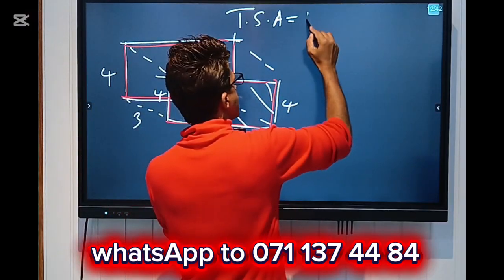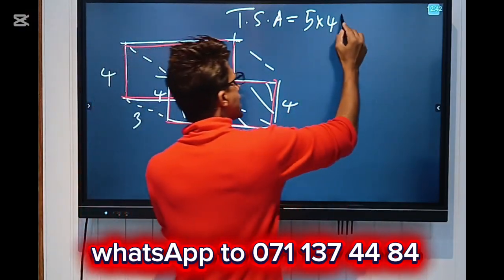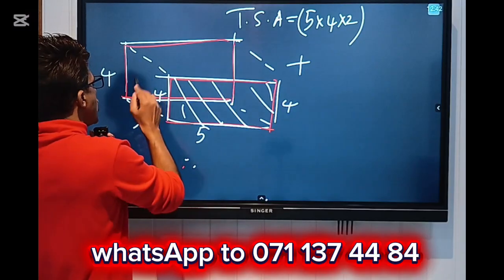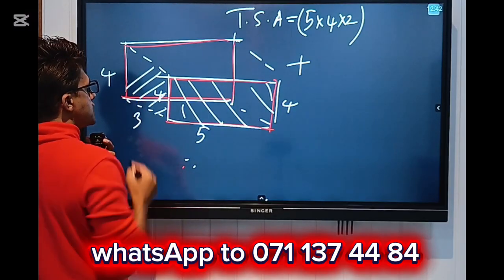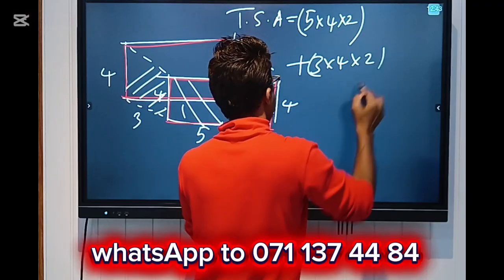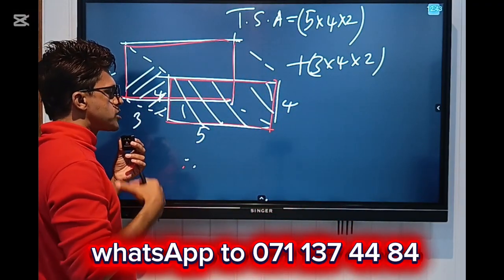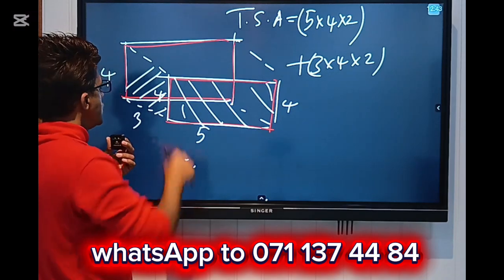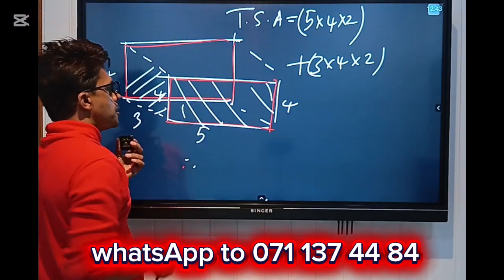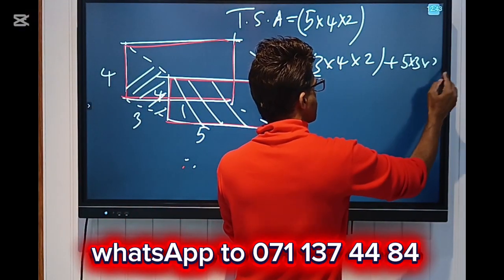Firstly, we can get the area of the front part, 5 times 4, and that value times 2, plus the area of this part, 3 times 4 times 2. The reason for multiplying by 2 is that you can see the same type of surfaces here: this one and the back one, and the base and the upper part. So 5 times 3 times 2.